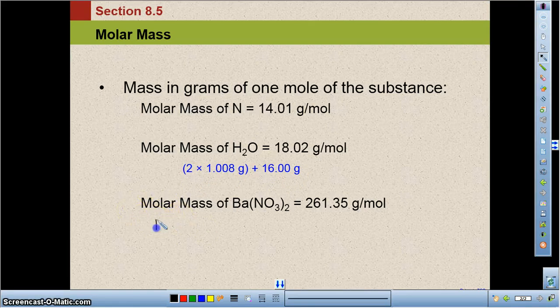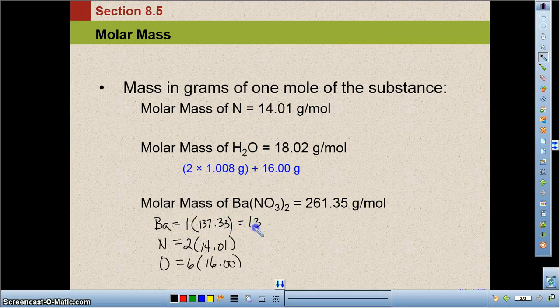So we start off with barium, and we have 1 of those. And we have nitrogen. Now there's 1 nitrogen inside of this nitrate ion, but there are 2 nitrate ions. So 2 times 1, so we have 2 nitrogen. Oxygen, we have 3 in each one, and there are 2 total, so 2 times 3, so we have 6 oxygen. So we have 6 times 16, we have 2 times 14.01, and the mass of barium is 137.33.